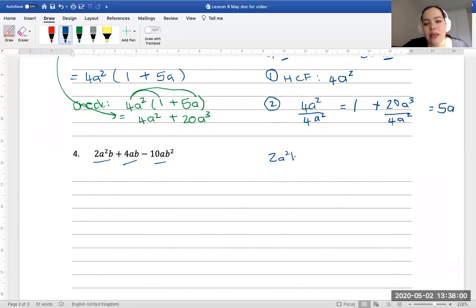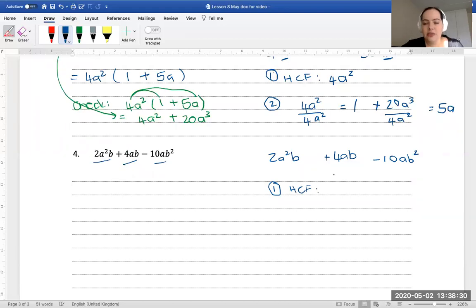A squared b, then we've got 4ab, and then we've got minus 10ab squared. All right, so step 1, let's find this highest common factor.